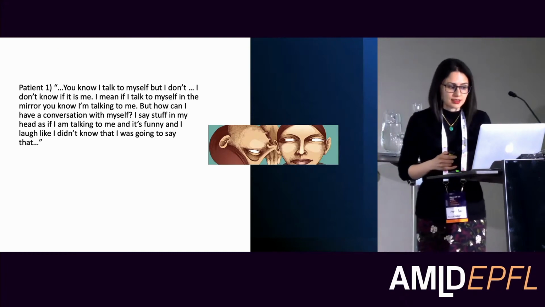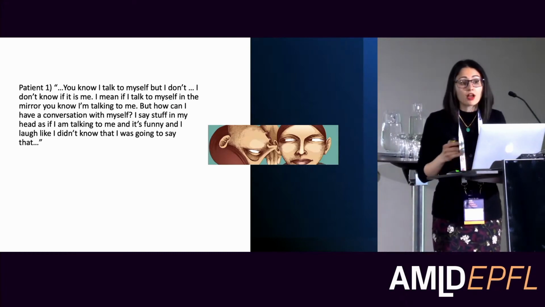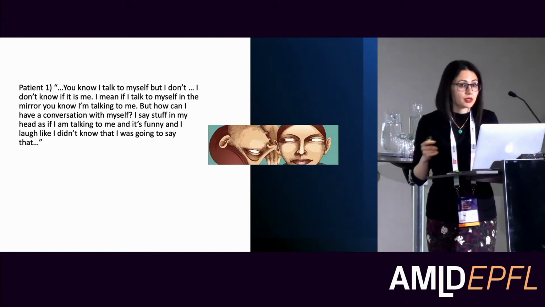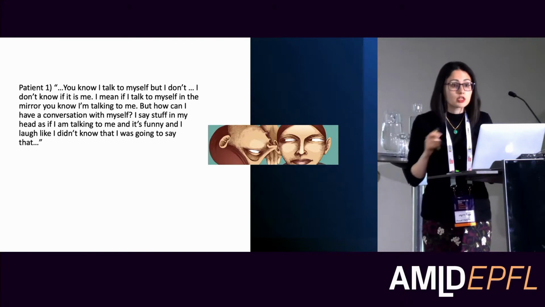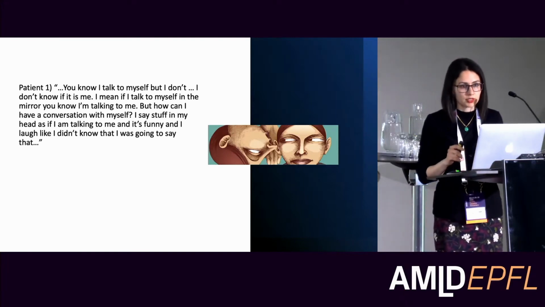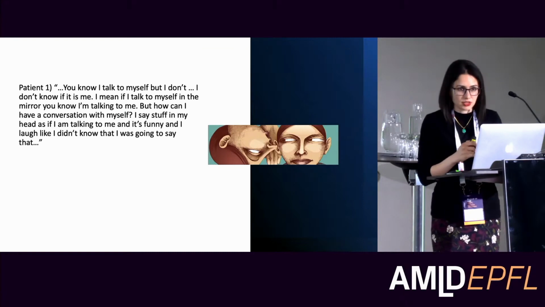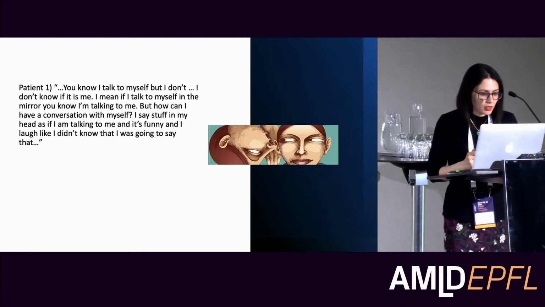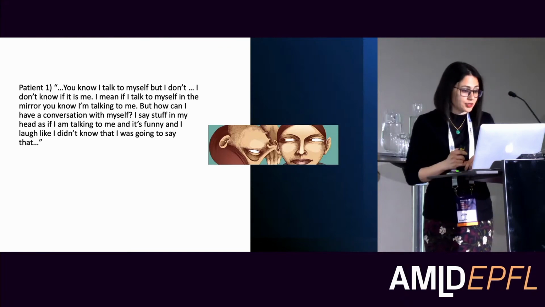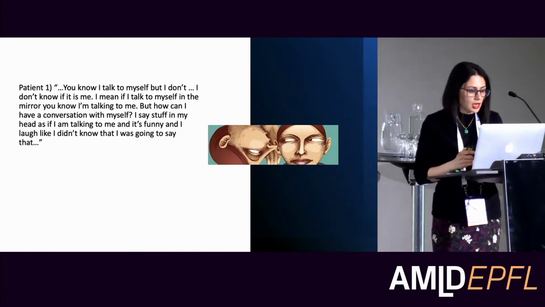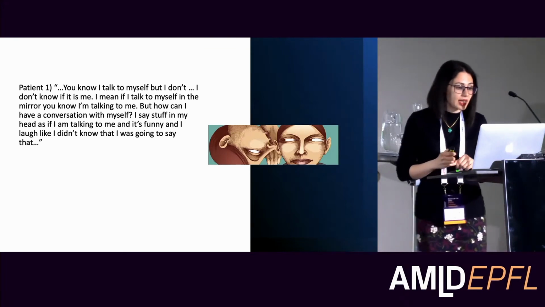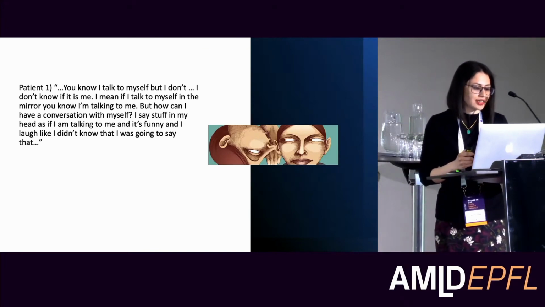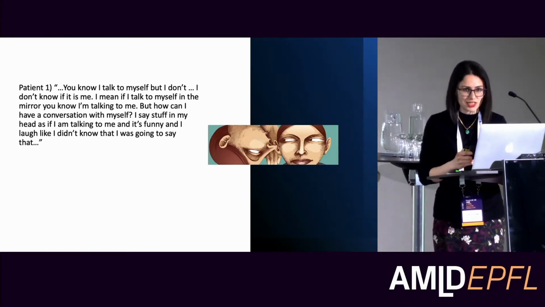These sentences that I'm going to read to you had a high cosine similarity with the word whisper or utter. And what is important is that the word whisper was not used by any of the participants of this study. The sentence only had a high cosine similarity with the word whisper. You know, I talk to myself, but I don't know if it is me. I mean, I talk to myself in the mirror. You know, I'm talking to me, but how can I have a conversation with myself? I say stuff in my head as if I'm talking to me, and it's funny, and I laugh like I didn't know what I was going to say.